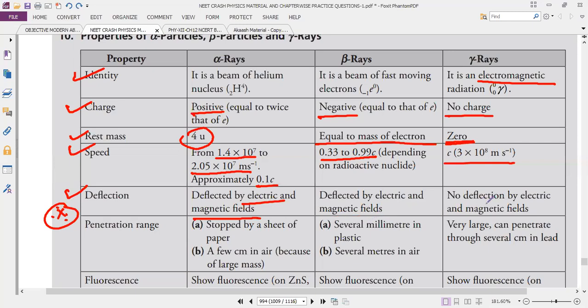Third one, gamma. There is no deflection by the electric and the magnetic field. Why? Because there is no charge, no positive charge and no negative charge. No charge means it is not affected by the electric field or the magnetic field. So note this very important key point.